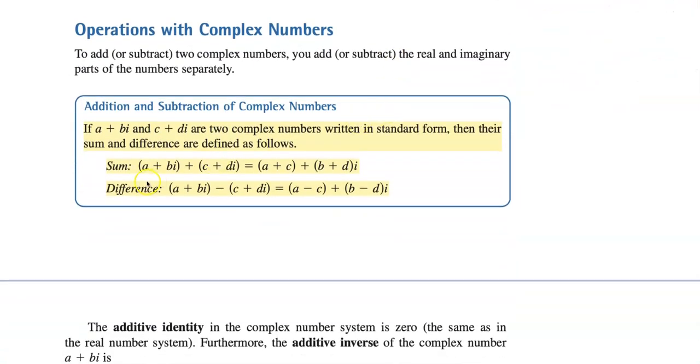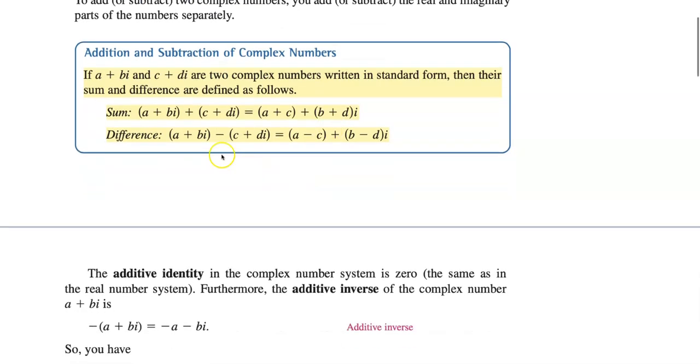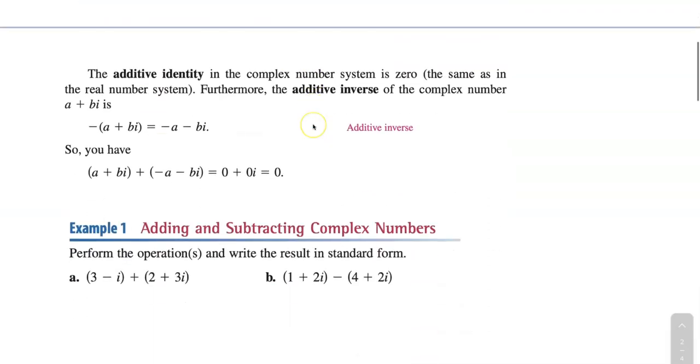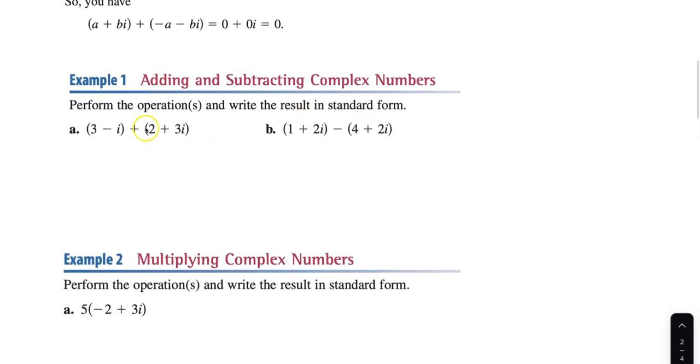Honestly, pretty straightforward. You just add the real parts and you add the imaginary parts, and then you're done. That's also how you subtract them. Let's do an example real quick. If I want to add these two complex numbers, I add the real parts together: 3 plus 2 is 5. Then add the imaginary parts together: -i plus 3i is 2i.